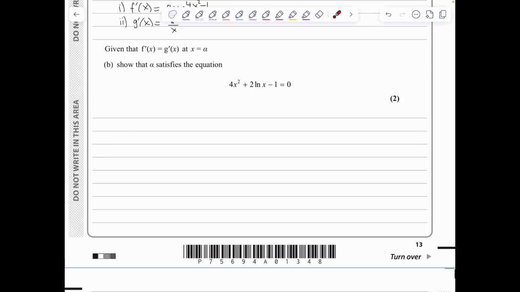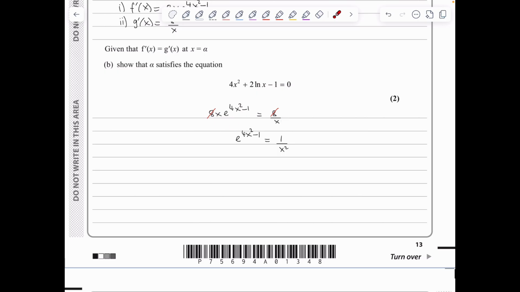We then have that f dash of x is equal to g dash of x at x is alpha, and we need to show that alpha satisfies the equation shown here. So let's start by equating the two derivatives. We're looking at 8x e to the 4x squared minus 1 being equal to 8 over x. The first thing to do is simplify out the 8's on either side, and then we're looking at e to the 4x squared minus 1 being equal to 1 over x squared. So I simply divided both sides by x.